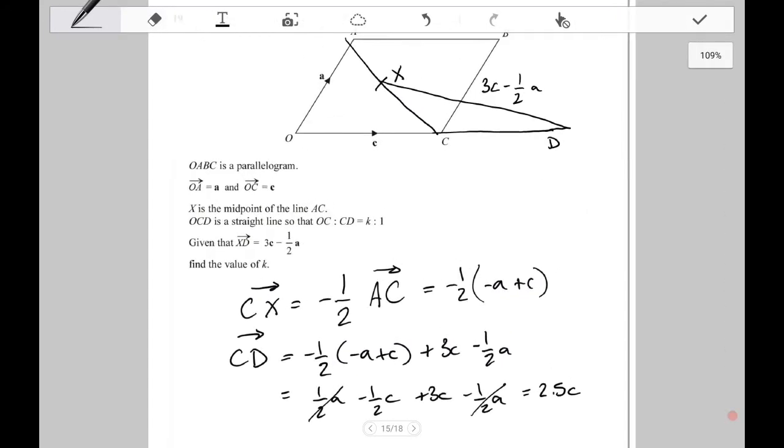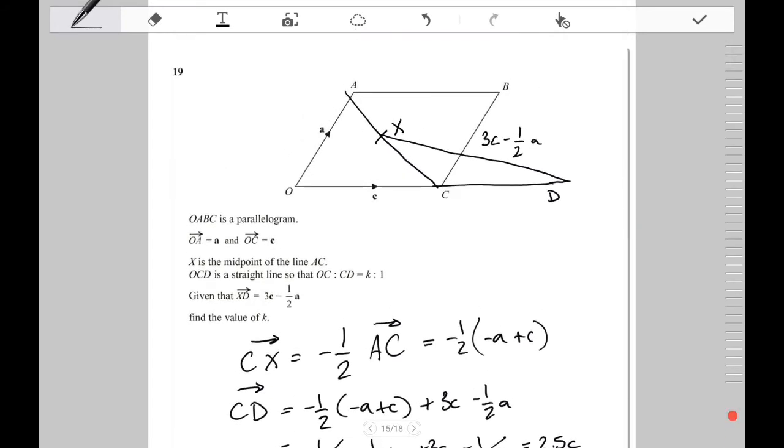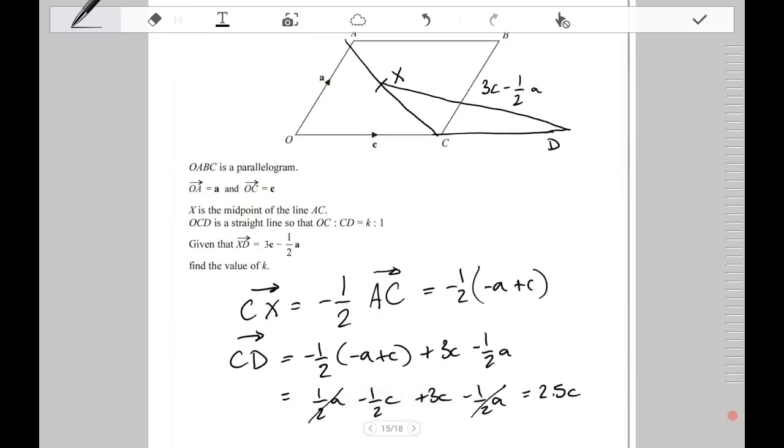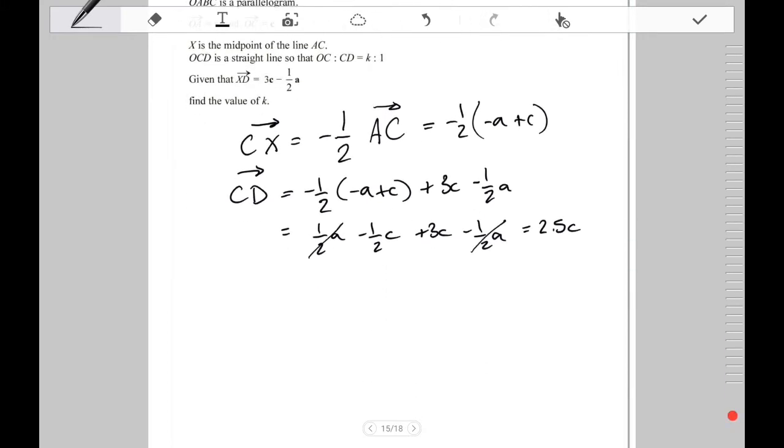So far, we've worked out what CX is, which is half of AC, because AC is going from A to C, and we know that AC is minus A plus C. Because we're going from C to X, we're going the opposite direction, we're going halfway, so it's negative a half of AC. And they've given us XD. So we add them two together and we get CD.